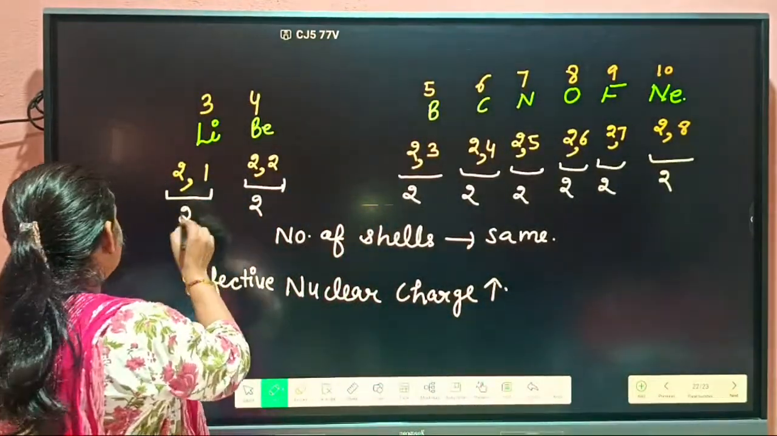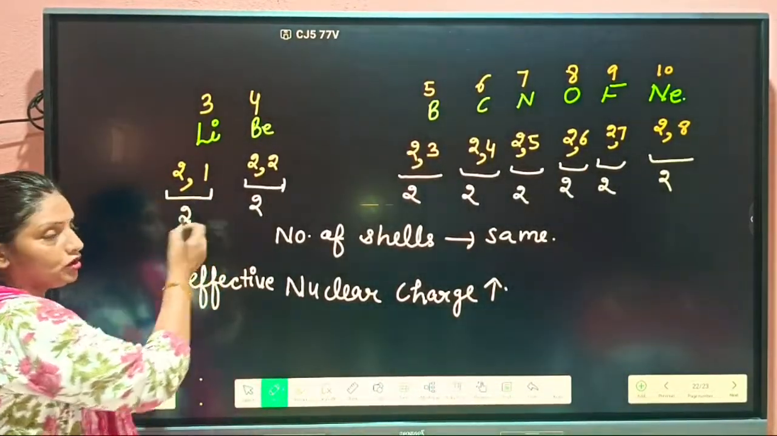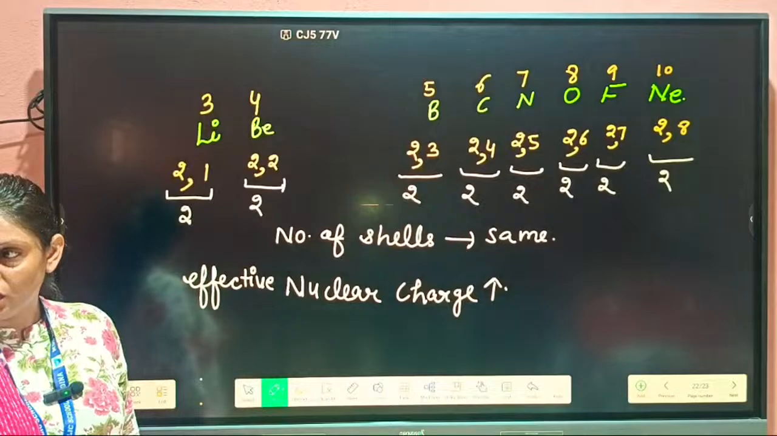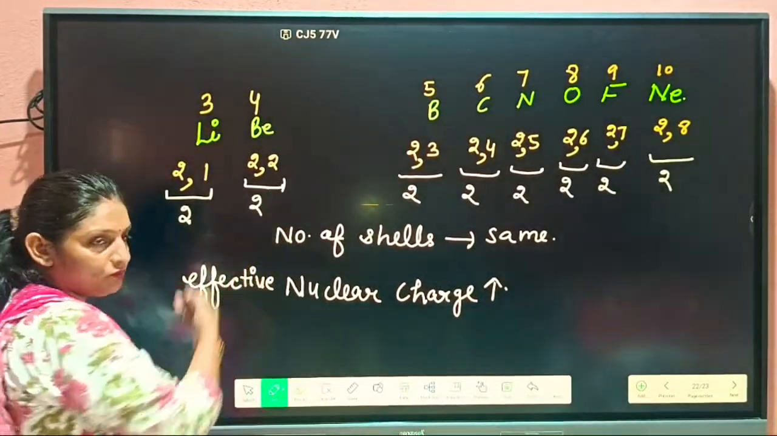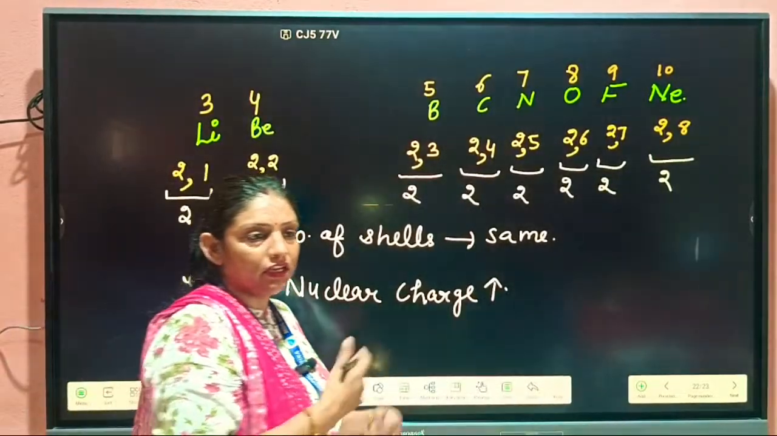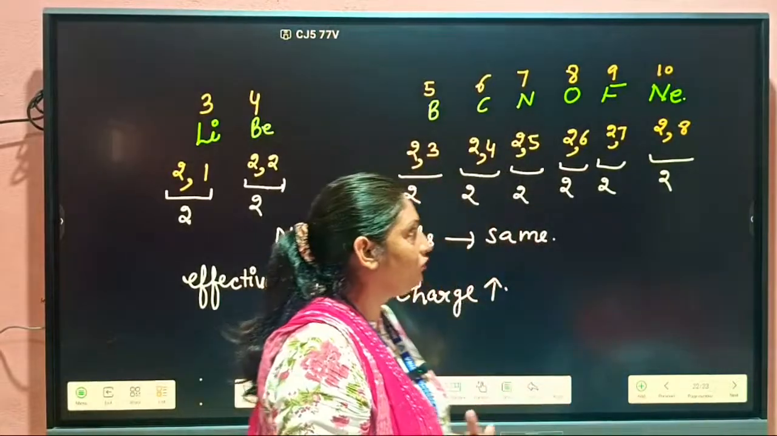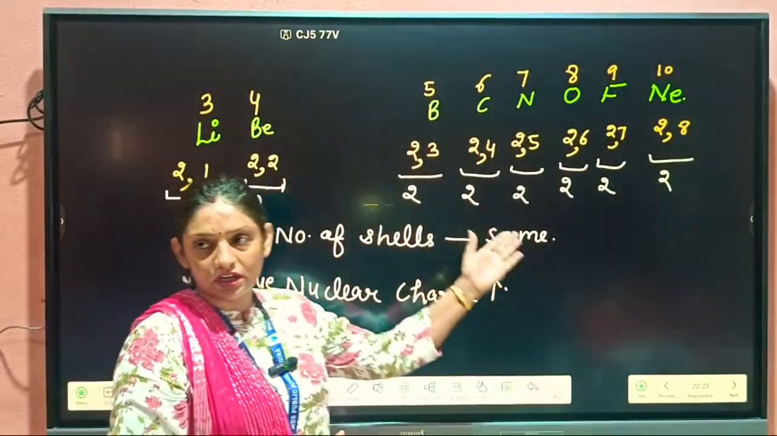Here it has only 3 electrons, which means the number of protons will also be 3. And here there are 4 protons. So the charge on the nucleus increases, because as electrons increase, the number of protons also increases when we move from left to right.